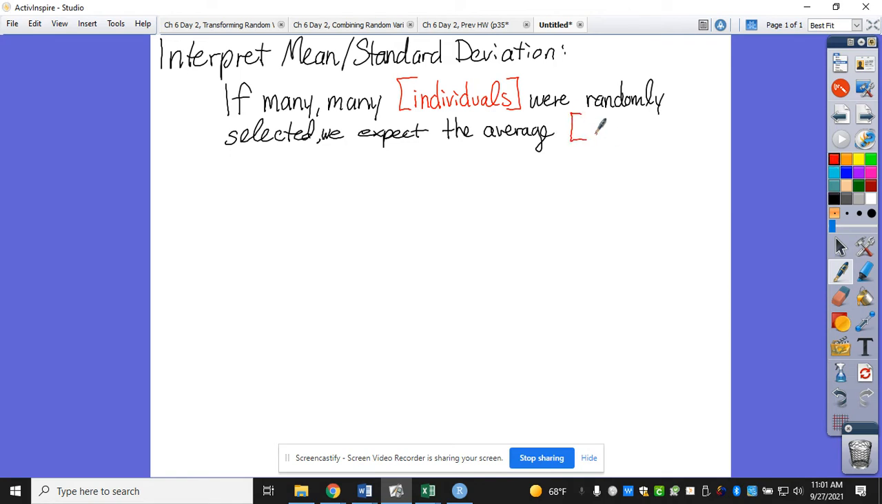the average, whatever our variable in context is, to be about, not exactly, and this is where you put whatever the mean number is, and then don't forget your units.